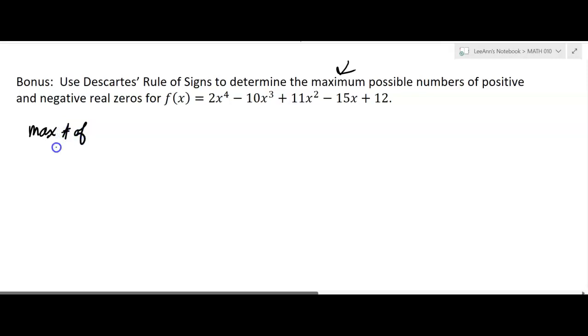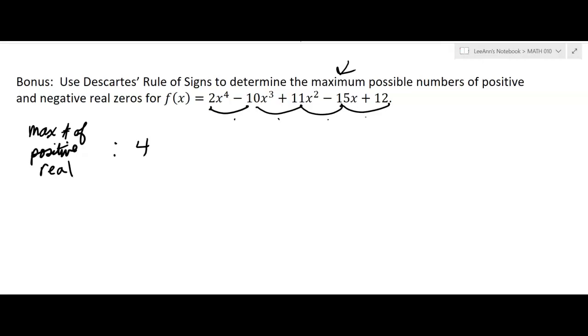Okay, so max number of positive real zeros. Okay, so we count sign changes. Positive to negative, that's one. Negative to positive, that's one. Positive to negative, that's one. And negative to positive, that's one. So it looks like 1, 2, 3, 4 sign changes, and maximum number of positive real zeros is 4. Okay, and if you were counting down, it'd be 2 and 0, but we're just doing maximum.